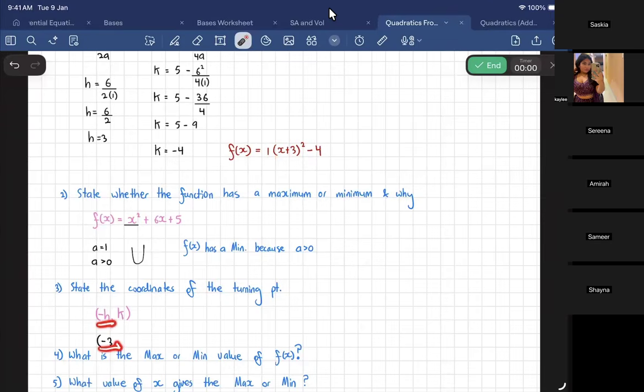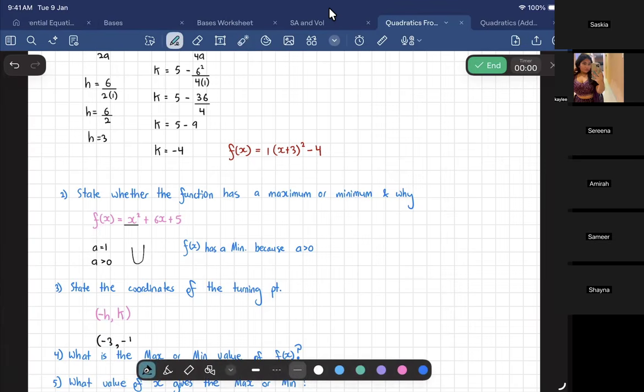You understand? Yes, sir. When it's -3, it will give you the minimum value. And the minimum value is just k. And where's k? -4. See, everything making sense now?